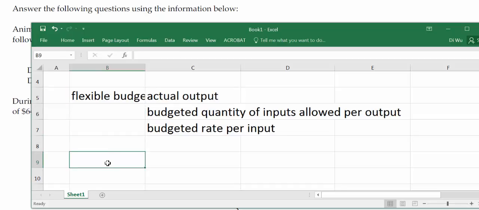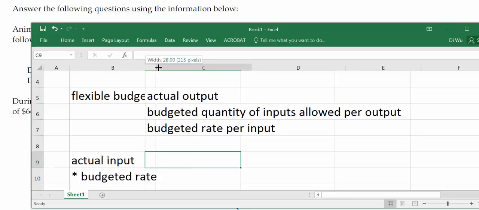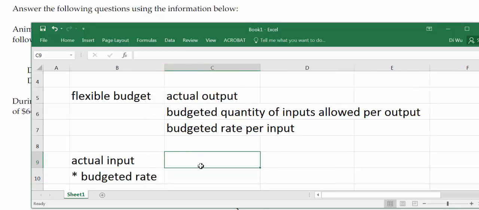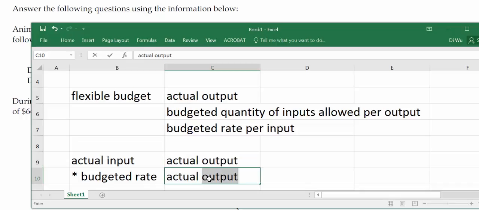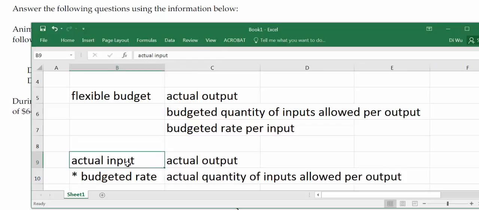The next thing, we don't really have a name for. The next thing is actually the actual input times the budgeted rate. What's happening here is you have the actual input, which you can also get by using actual output multiplied by the actual quantity of inputs allowed per output. Sometimes you are given the total actual inputs already.